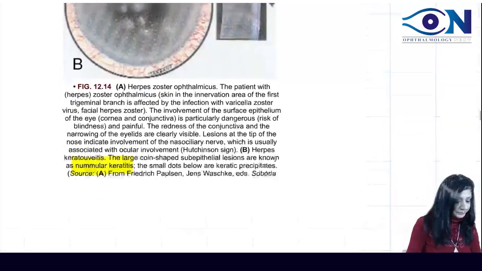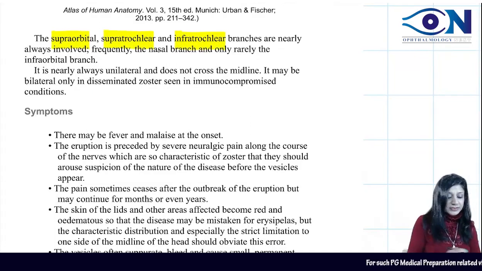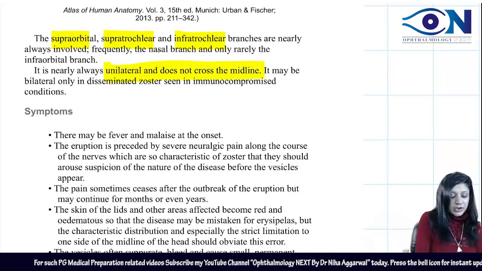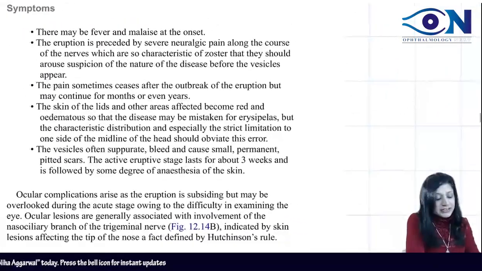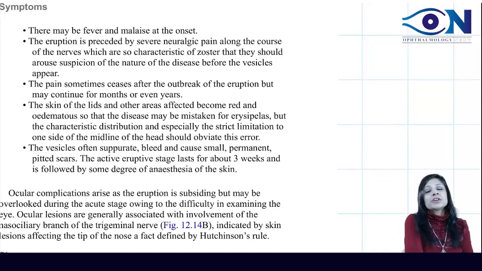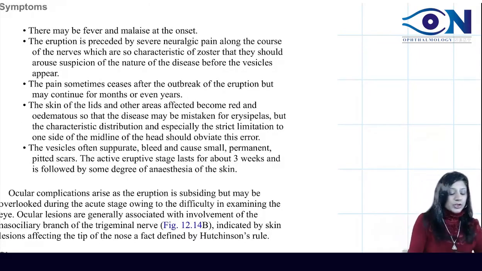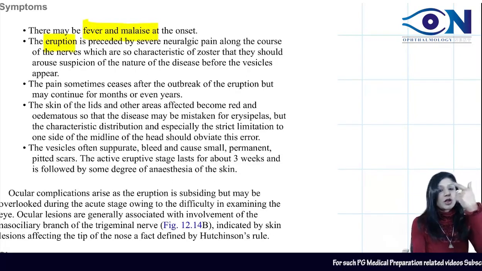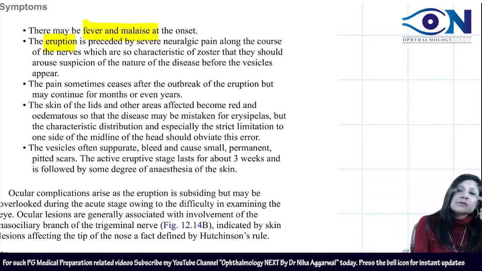Okay. Alright, so we have involvement of the supraorbital, supratrochlear, and infratrochlear branches, and it is nearly always unilateral, does not cross the midline. So I told you that there is a strict distribution on one side of the forehead. If you look at the symptoms, there is a typical prodrome. First is your general features, then your cutaneous features, and then we have ocular features. In the general features, we have fever and malaise, then we have the eruptions. Eruptions are along the course of the ophthalmic division of the nerve. So we have the frontal division, lacrimal division, and nasociliary involvement.